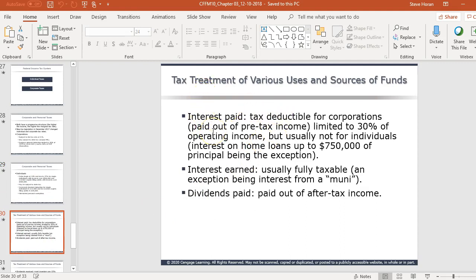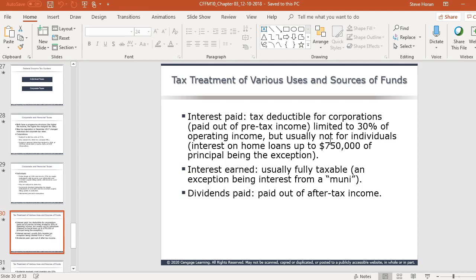So one big thing to keep in mind when it comes to interest paid, the tax deduction for corporations is limited to 30% of operating income, but usually not for individuals. Now, the big difference between taxes for individuals versus corporations is that for individuals, the only interest that we can use to reduce our tax bill is really only two, and primarily it's your home loan and some student loans. There are always a lot of little rules with taxes. I think everybody knows that. But for your primary home, interest on that, and then some student loans, that's what you can deduct from your personal tax return. For a corporation, all interest is potentially deductible.